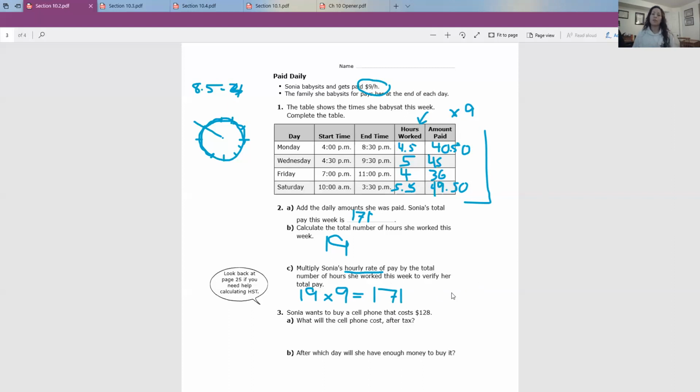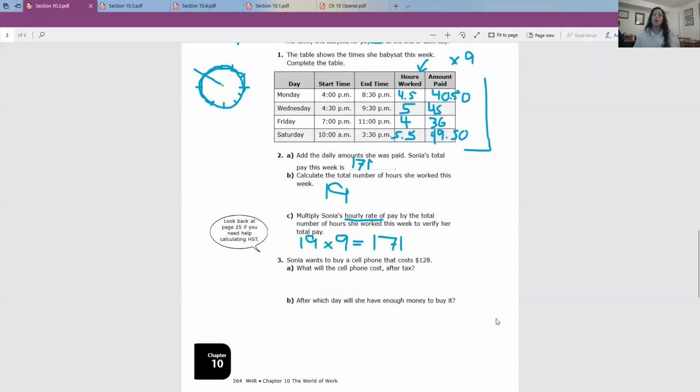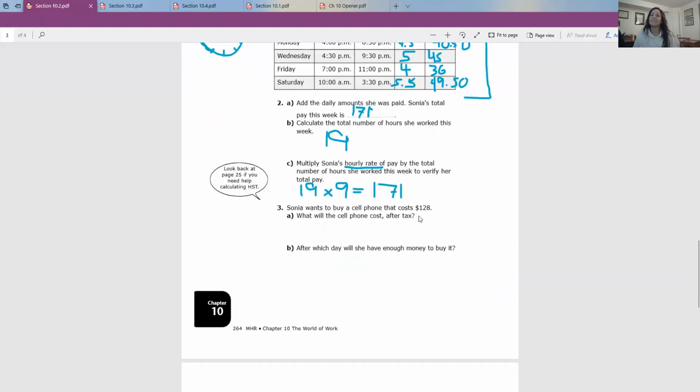Okay, the rest of this section is using information that we've done in chapter 1 and other chapters as well about taxes and calculating things. So in case you've forgotten, I'm going to go over it. If you're okay with this, you can continue and work on your own. Okay, so Sonia wants to buy a cell phone that is $128. What's the cost of the cell phone with tax?